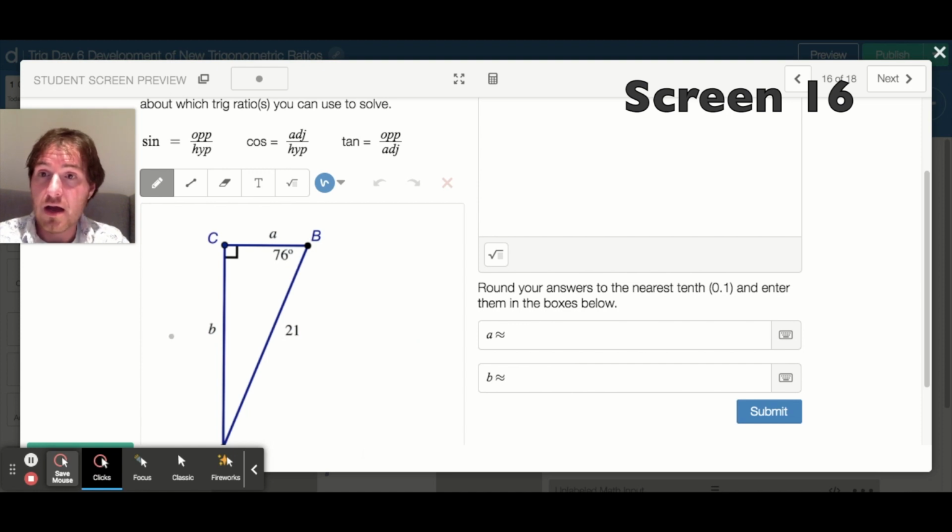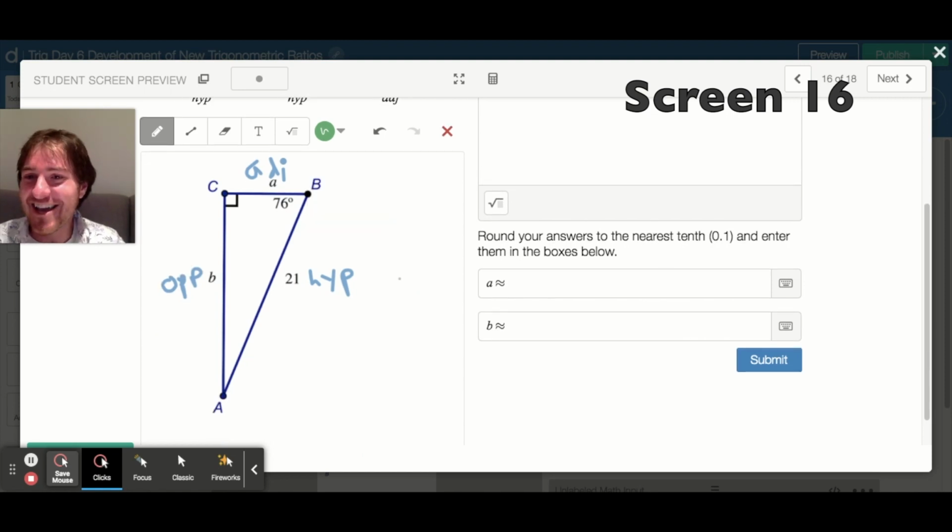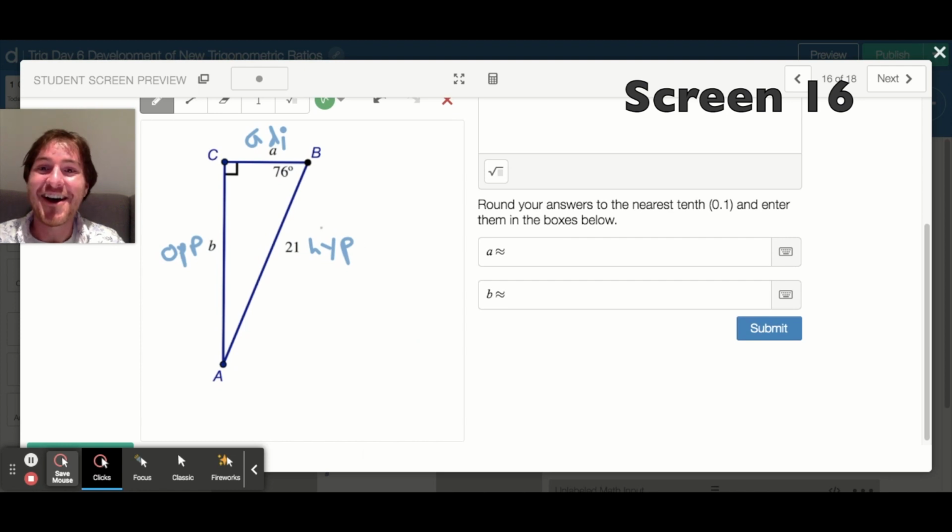Here, I'm used to doing tangents, so I'm used to labeling my opposite and adjacent sides. I also have my hypotenuse. And that's going to be the key to figuring out which of these trig ratios to use. We're beyond tangent, man, because we have our hypotenuse given. We don't have our adjacent or our opposite sides.